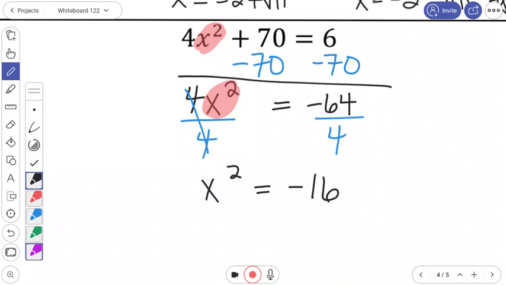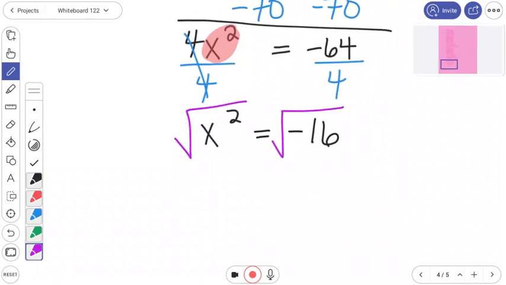Okay, I don't want x squared, I only want x. So we're going to take the square root of the left side and the square root of the right side. And immediately I want you to think, oh, I took the square root of both sides, I need to put plus or minus. Okay, so we know our solution is going to be a positive and a negative.